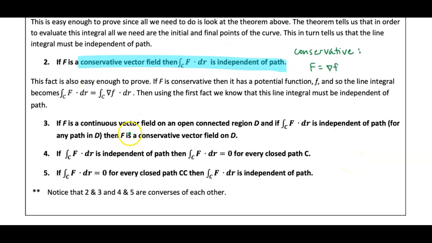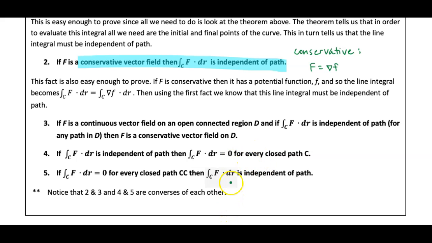If F is continuous in an open connected region D, and if the integral is independent of path, then F is conservative. So we just have this going the other way around. These are just converse statements. Finally, if this is independent of path, so if this is a conservative vector field, then the integral of the dot product of F and dr is equal to 0 for every closed path C.